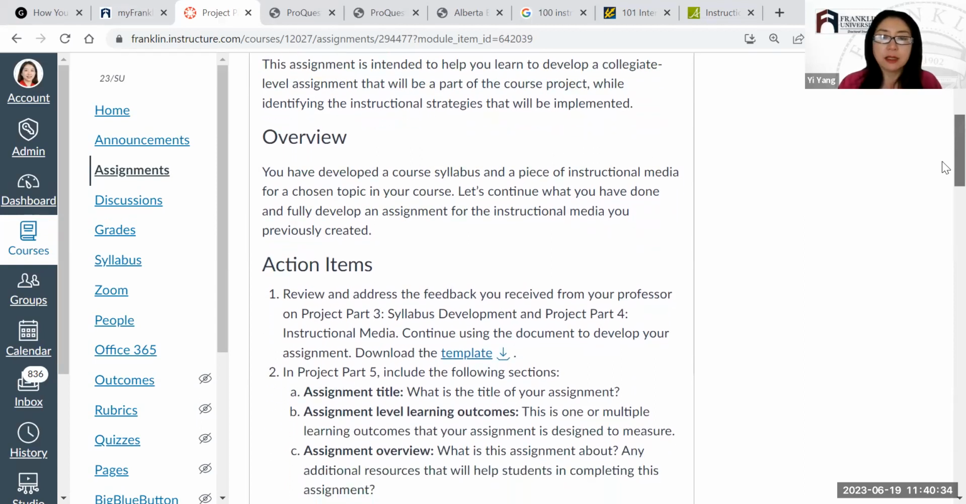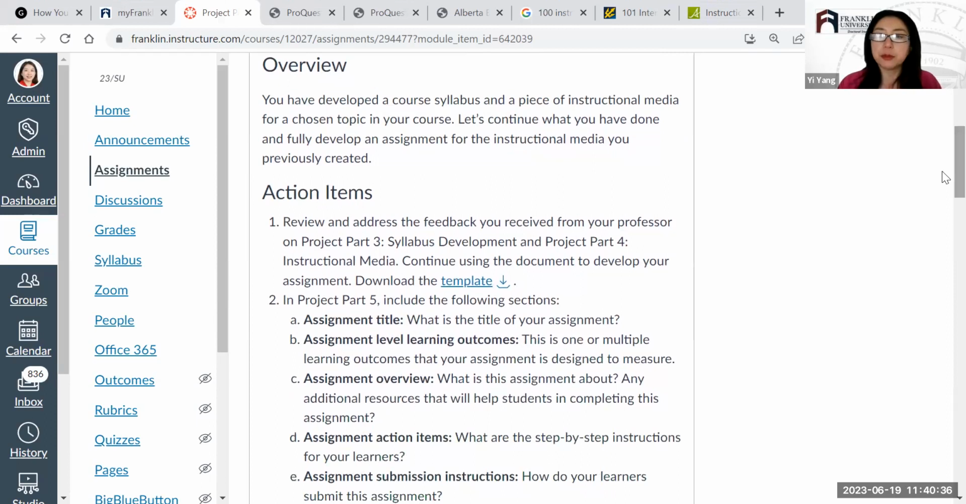So last week you produced a piece of instructional media to measure one or more of the learning outcomes that you determined. Now let's continue work on a fully developed assignment that incorporates the outcomes and the instructional media. As I said, the instructional media needs to have a purpose of educating or explaining topics that are difficult for your learners to understand.